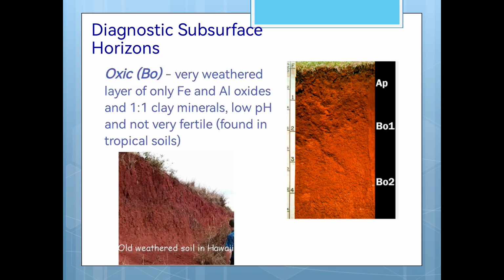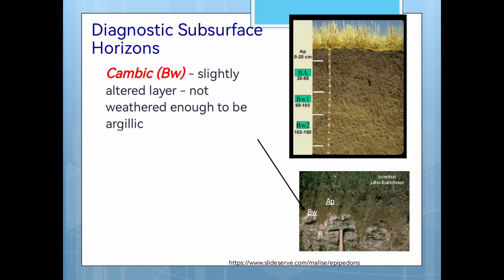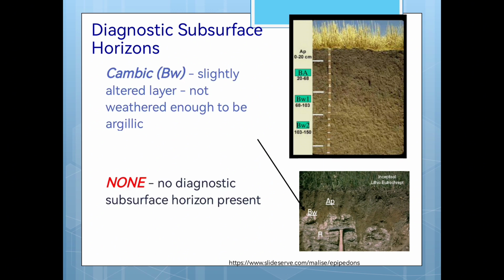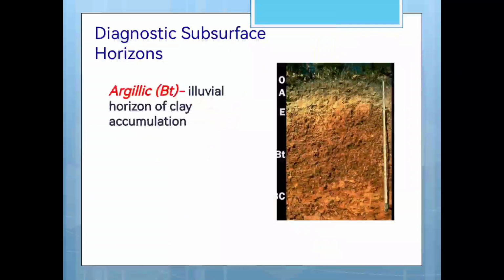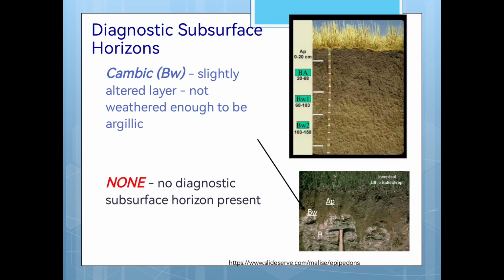Then we also have cambic. Cambic has a subscript of W. This is slightly altered layer, not weathered enough to be argillic. So, cambic siya. Of course, the none. So, the none, there is no diagnostic subsurface horizon present. So, wala kang masasabi, kaya siya none. So, these are the different diagnostic subsurface horizons. So, we discussed about the argillic, natric, spodic, oxic, cambic, and none. So, I hope this is also clear, guys.